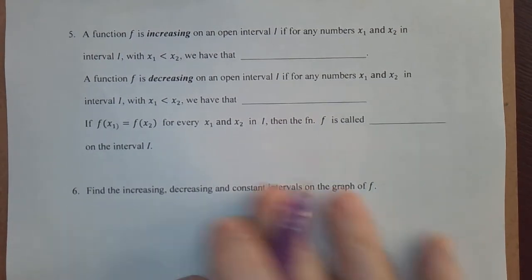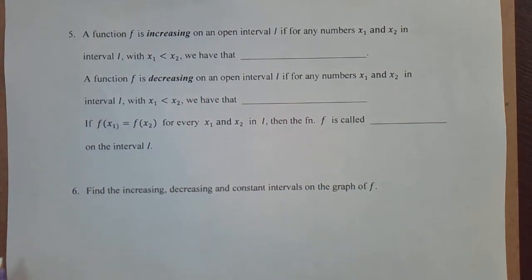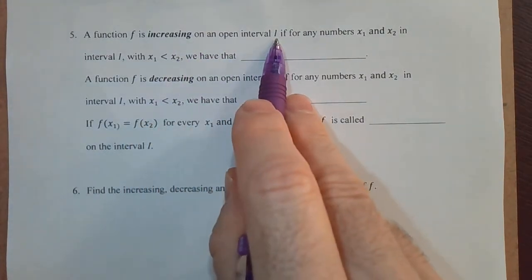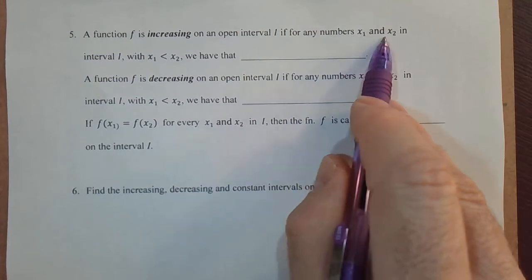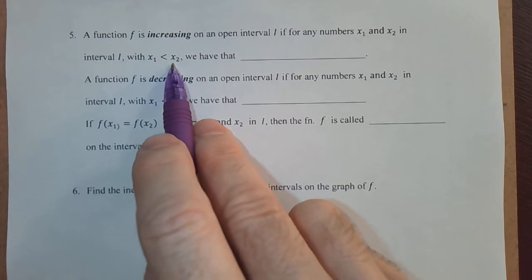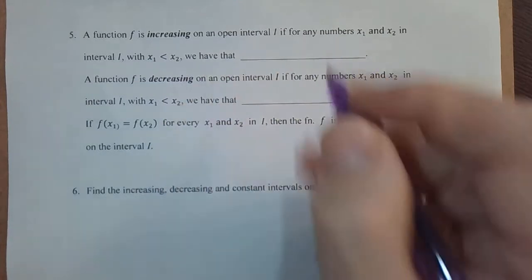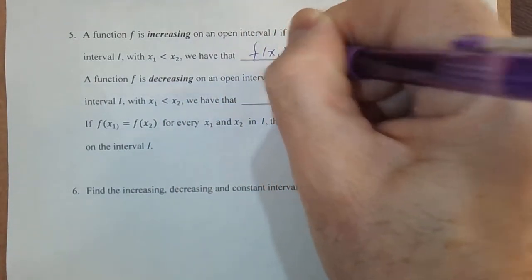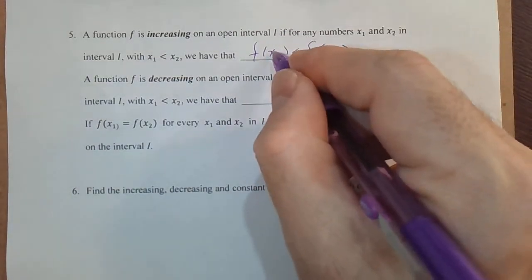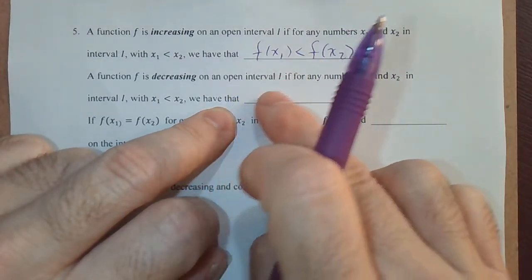Now let's define what it means for a function to be increasing in a section and maybe decreasing in another section. A function f is increasing on an open interval I if for any two numbers x1 and x2 in that interval where x1 is less than x2, which means x1 is to the left of x2 on the x-axis, we have that f of x1 is less than f of x2. So x1 is to the left, it means it's lower. The number to the right is higher, so it's an increasing function.